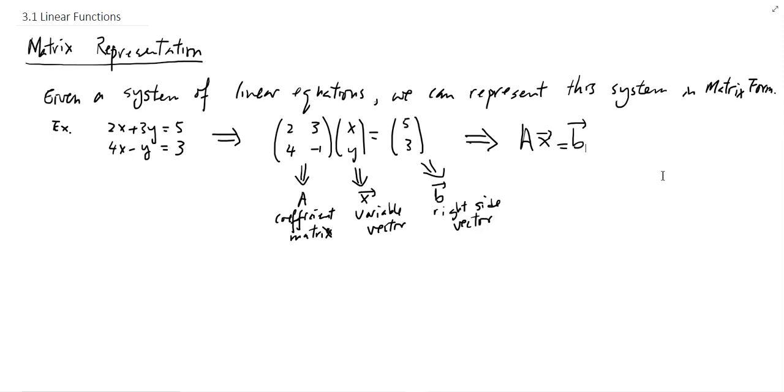Okay, so the question is, if we have a similar system with a different vector b but the same matrix A, is there some way to link them together? And yes, there is. The way to do that is to reinterpret this system, not as a system of equations, but rather think of it the following way.